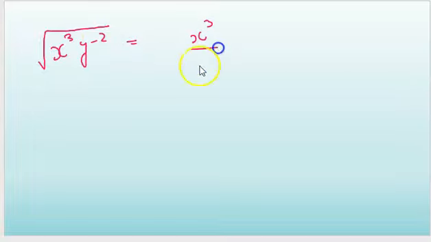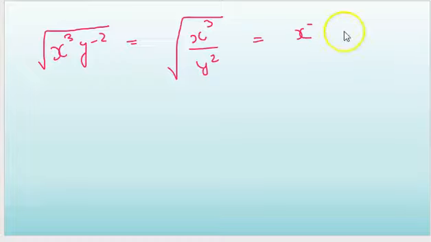So this is the question I'm writing: x raised to the power 3, y raised to the power minus 2, then this square root. So what will I do? Now I'll take this as x cube and y square, using the rule I already explained: y raised to the power minus 2, if I take it to the denominator, will become positive. Is it clear, students? Now I'll remove this root sign, so this will become x raised to the power 3 upon y square, each with power 1 upon 2.